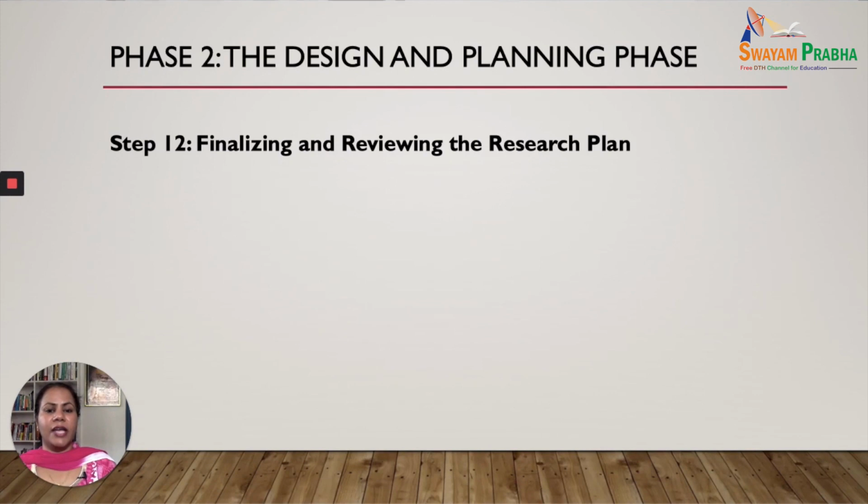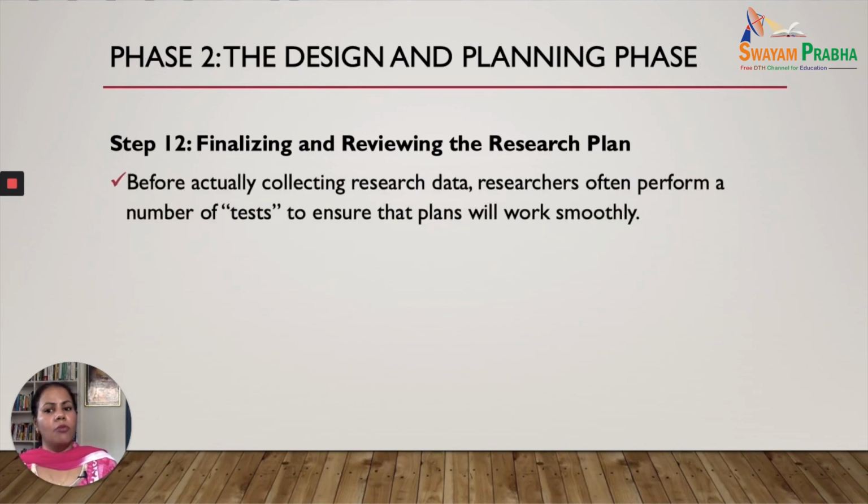Next phase is finalizing and reviewing the research plan. So this is the last phase of the designing and planning phase. Now you have decided upon your research design, your methods, your instruments which you will be using, and you have planned for protecting the ethics and rights of the human subjects. So now before finalizing, you need to review the research plan fully, right?